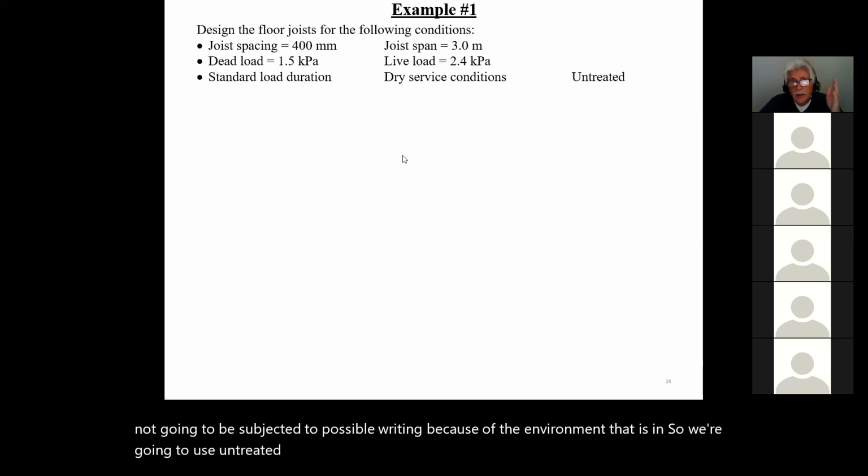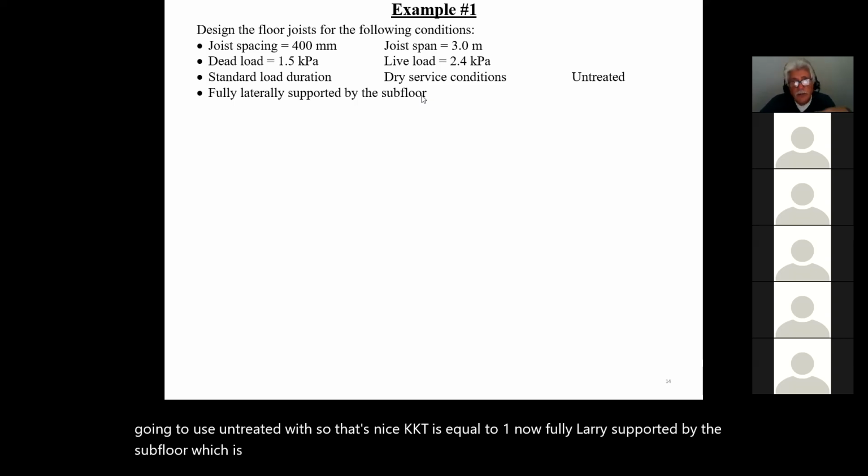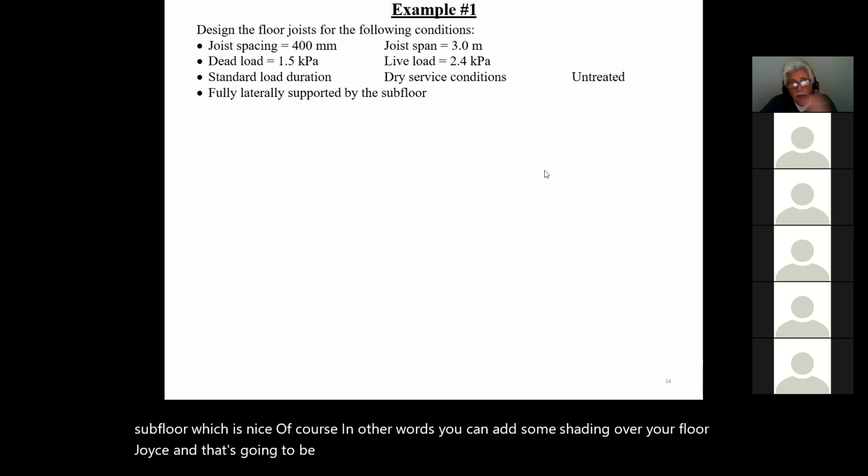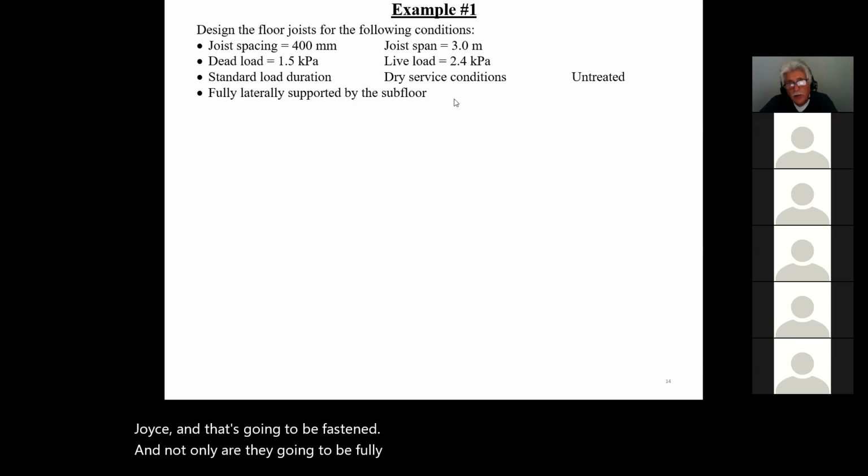So that's nice. KT is equal to 1. Now, fully laterally supported by the subfloor, which is nice, of course. In other words, you're going to have some sheeting over your floor joist, and that's going to be fastened. And not only are they going to be fully laterally supported, that means your KL value is 1. Going to have a case 2 system.